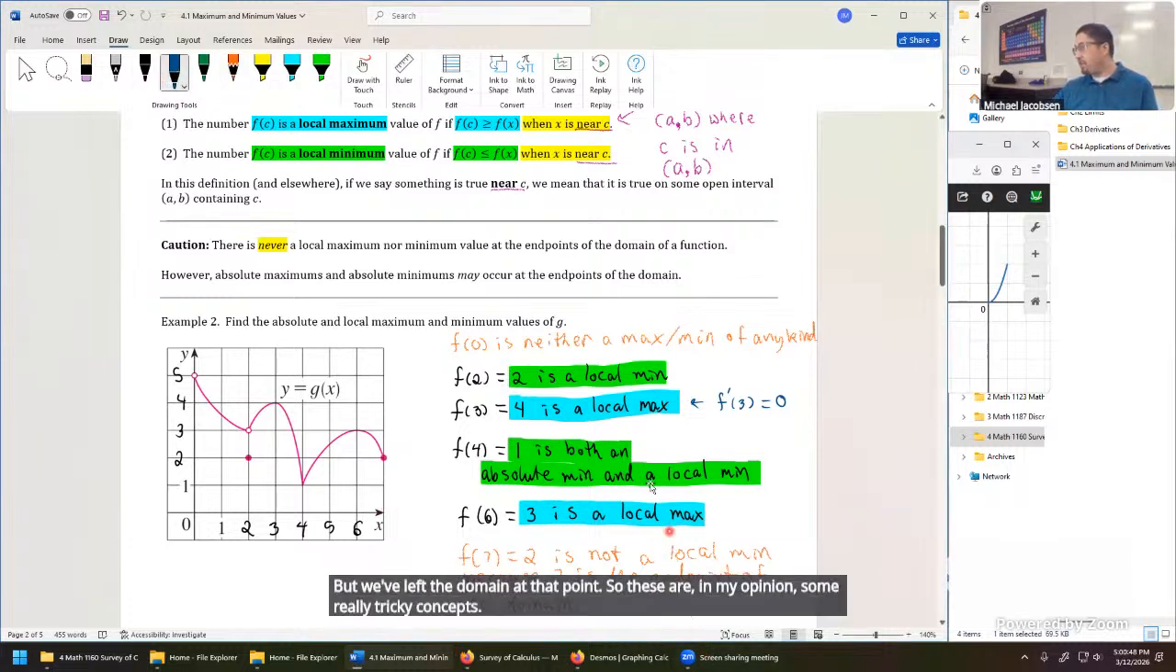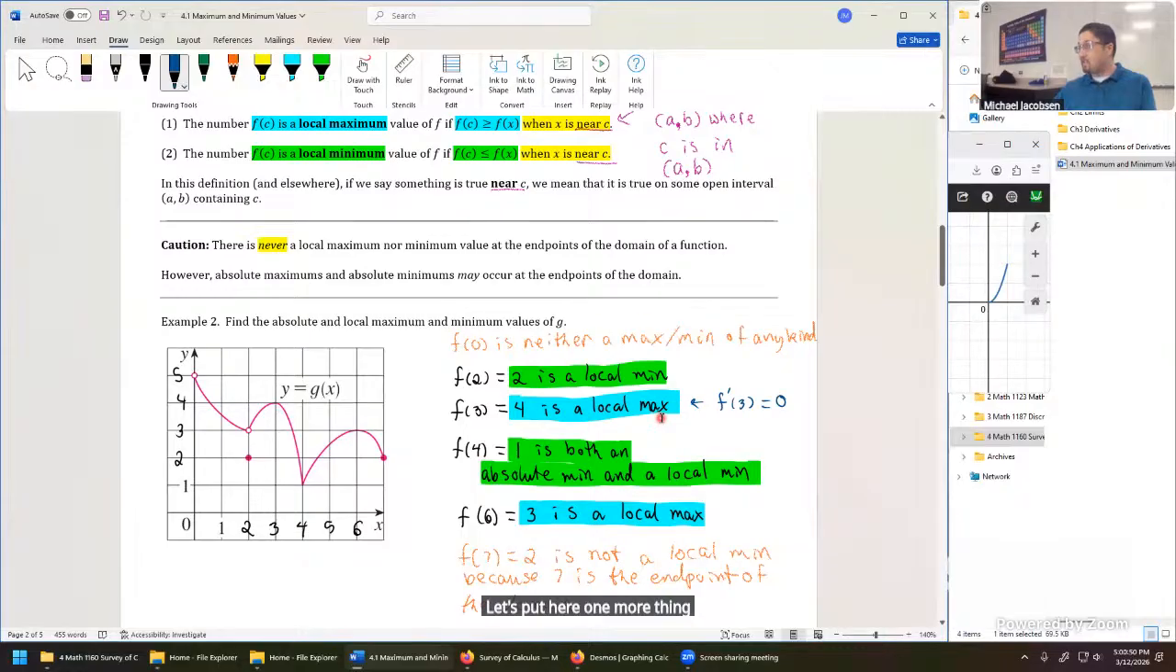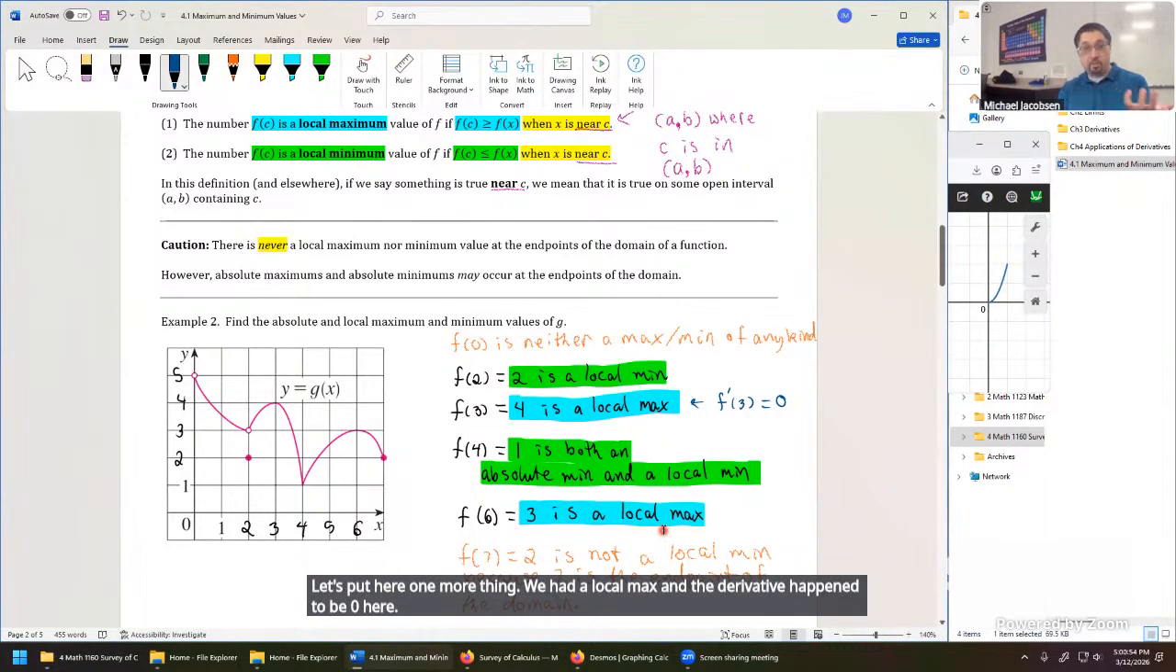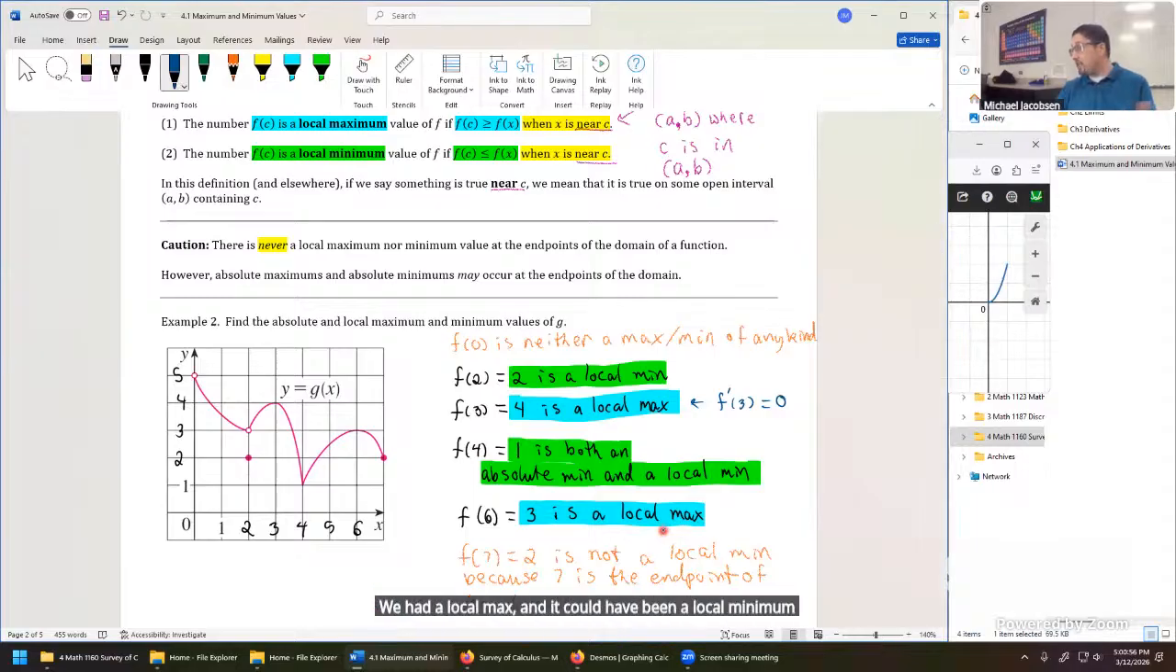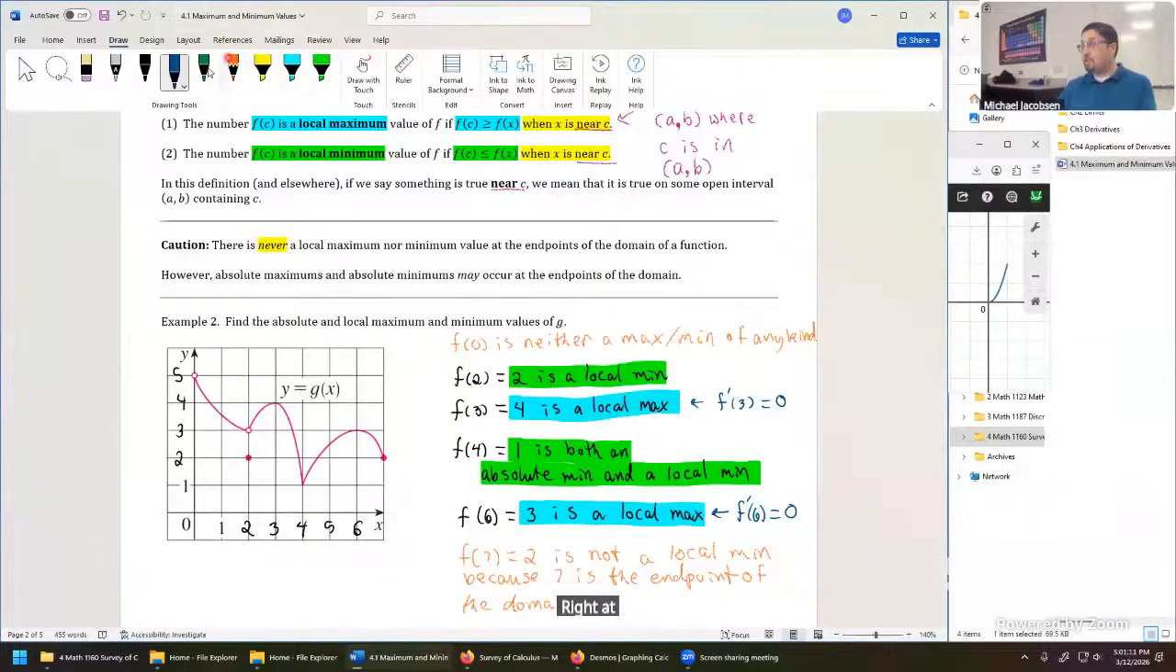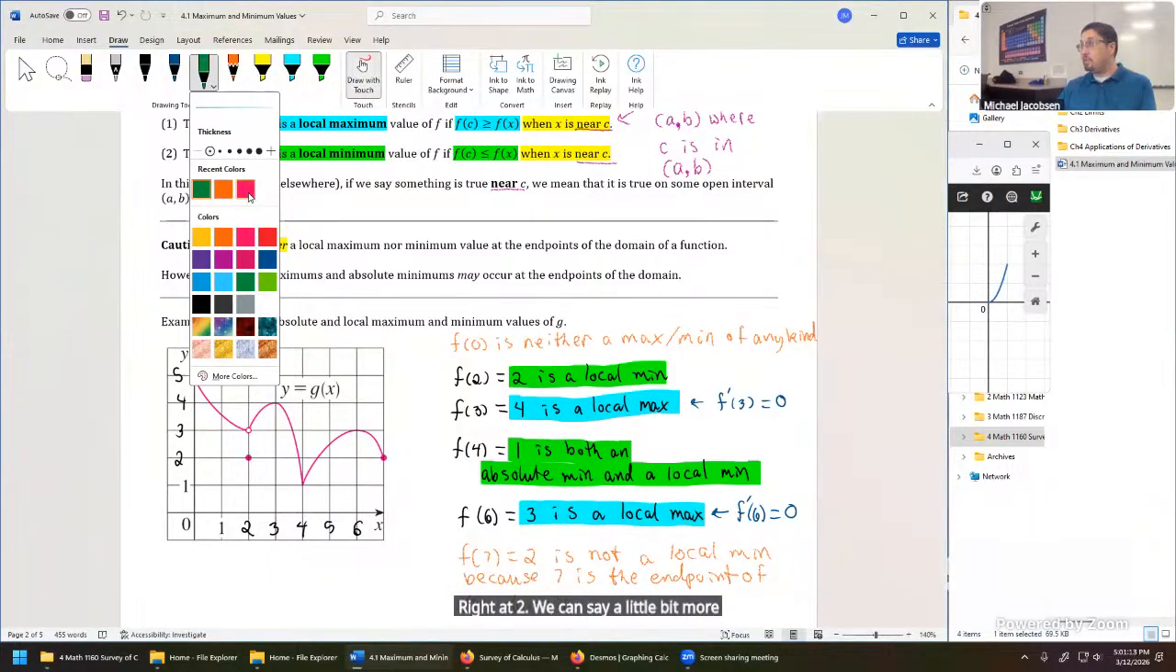Let's put here one more thing. We had a local max, and the derivative happened to be 0 here. We had a local max, and it could have been a local minimum, but in either case, the derivative, f prime at 6, was also 0 on this one. And there's some other weird things going on. Right at 2, we can say a little bit more about that one.